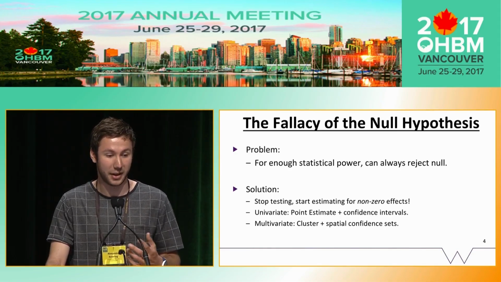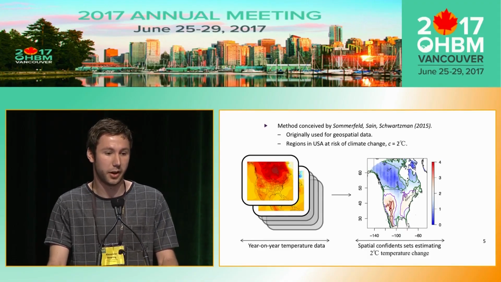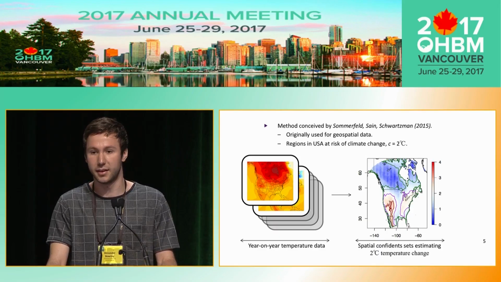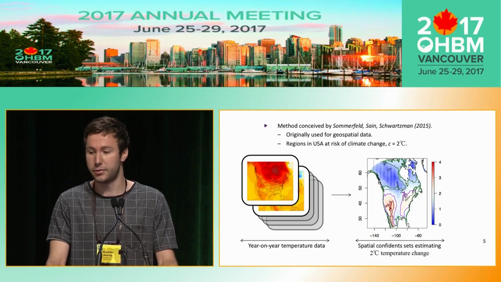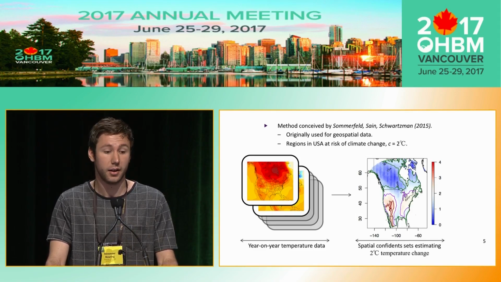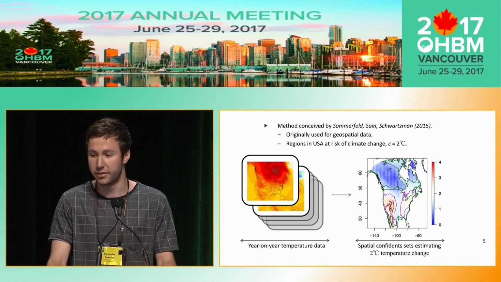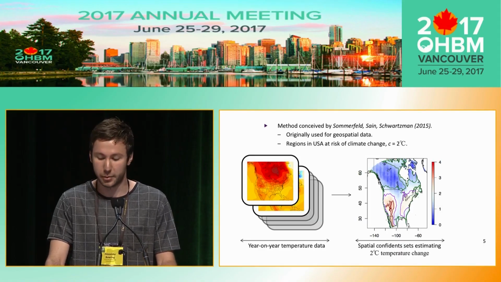Now, to give us a method that would actually find these clusters, we had to go to a different field of science. This is some beautiful work that was done by our collaborators, Max Sommerfeld and Armin Schwartzman, where they conceived this contour inference method. What they were applying it to was geospatial data. They had 50 years of temperature maps in the United States of America. And here they're trying to infer regions where there is the possibility for global warming. In particular, they're looking for an increase in temperature of 2 degrees Celsius. What you're seeing on the right-hand side of this is a figure taken from the paper. And this red confidence set is saying that the southwest parts of America are particularly at risk of climate change.